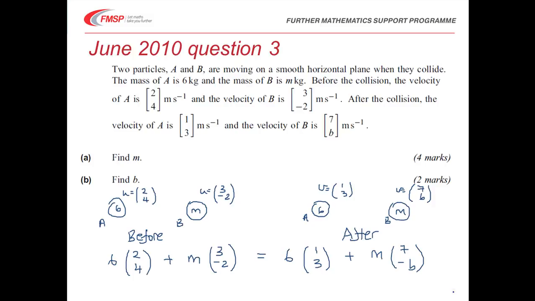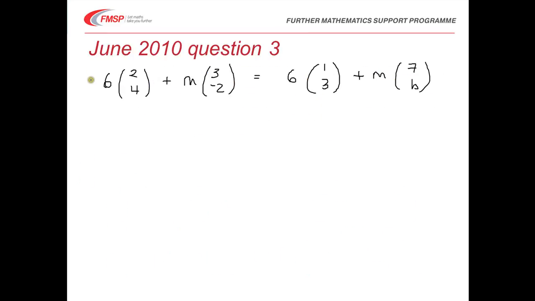Now, in part A, we're asked to find m, the mass of particle B, and in part B we're asked to find this y component. I don't know quite why it's got a minus in there now, because it didn't have initially, it's just a b. We're asked to find this y component. So let's think about how we might do that. So I've written the equation again up here.